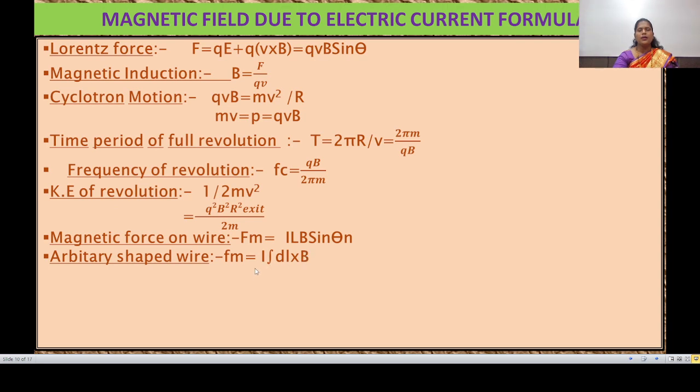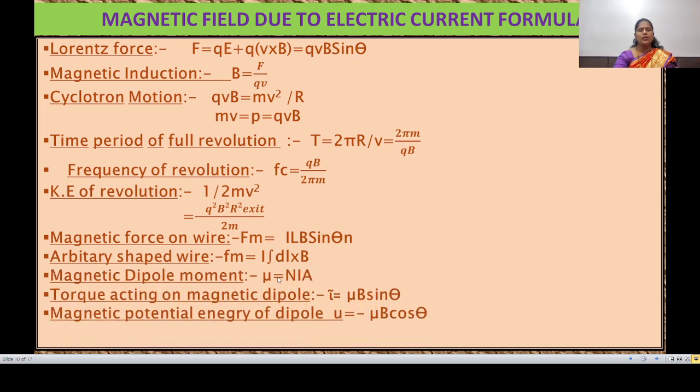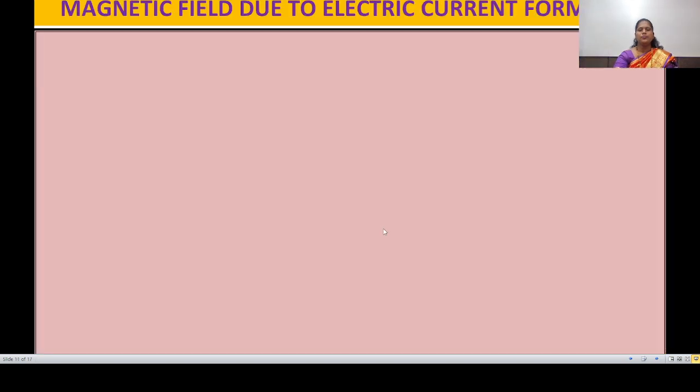Arbitrary shaped wire: Fm is equal to I integration of dl cross B. Magnetic dipole moment mu is equal to NIA. Torque acting on the magnetic dipole tau is equal to mu B sin theta. Magnetic potential energy of dipole U is equal to minus mu B cos theta. Then the next important formulas are there.